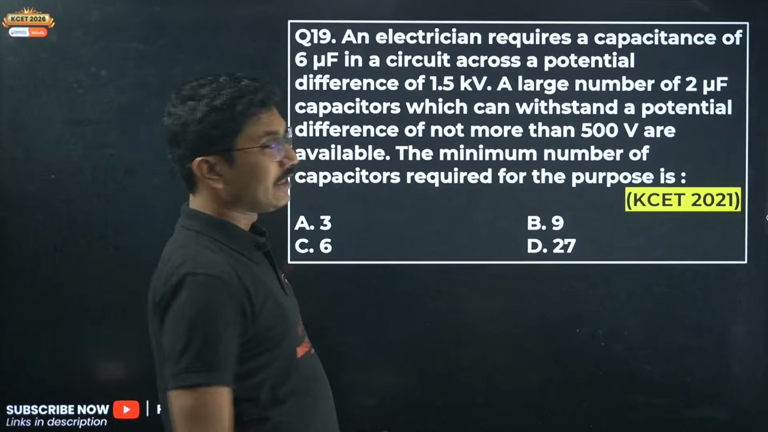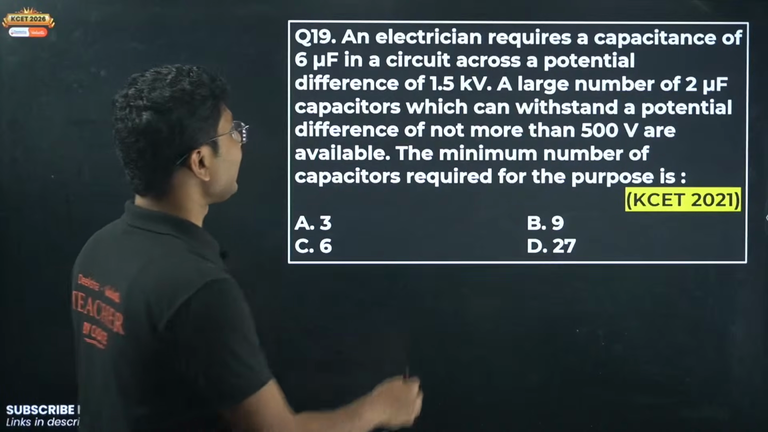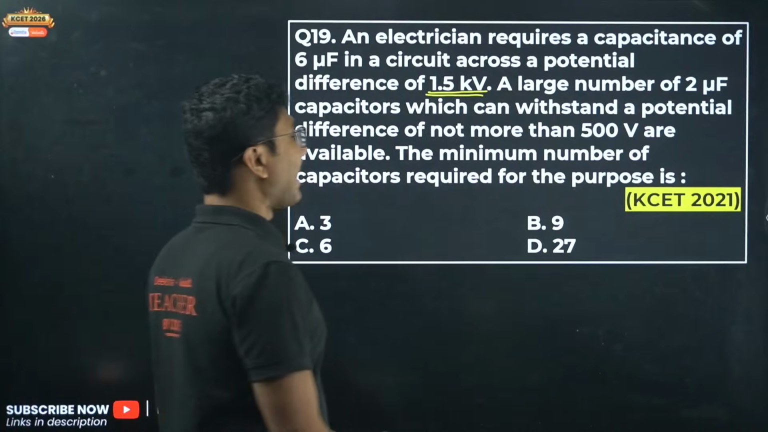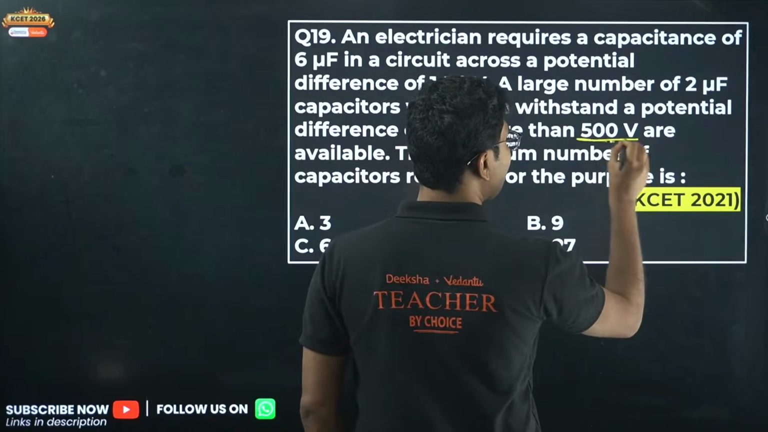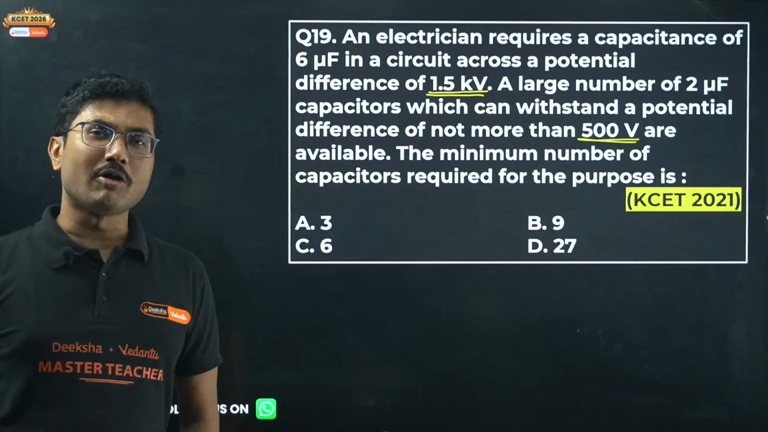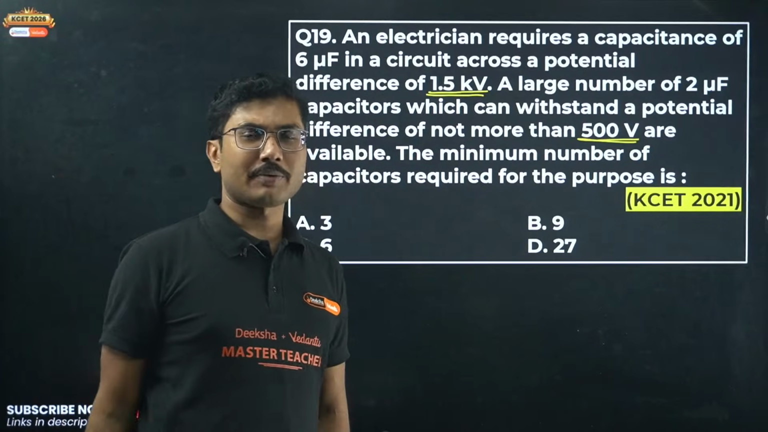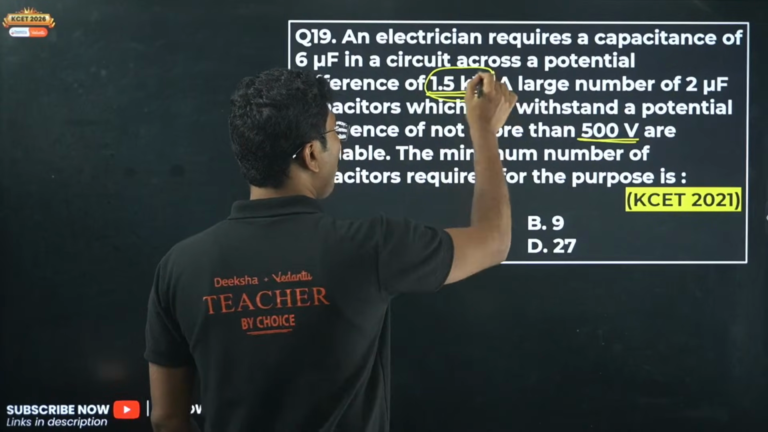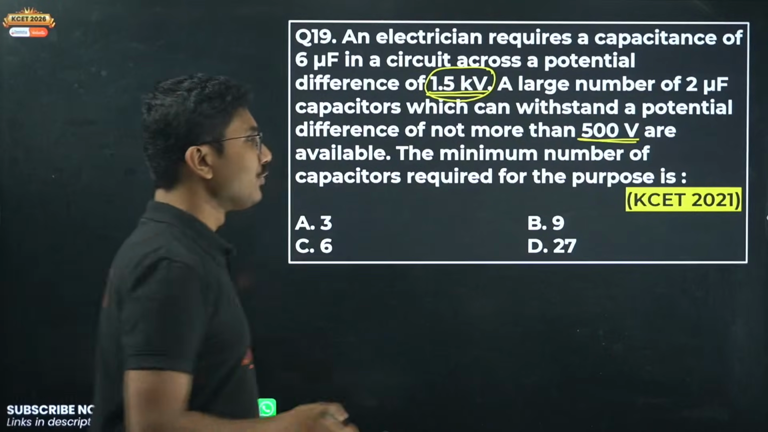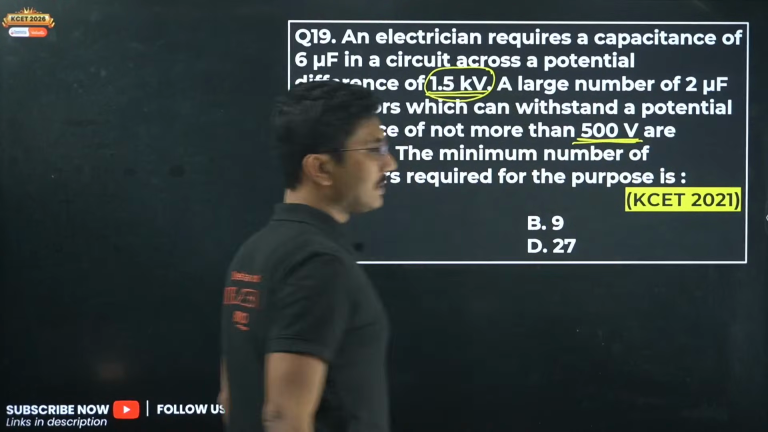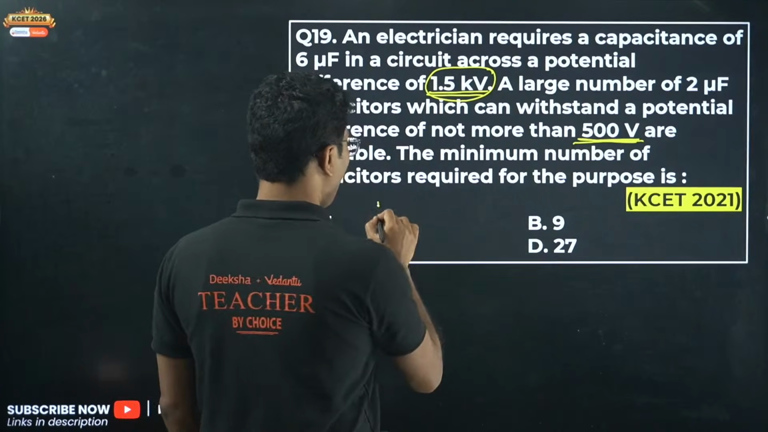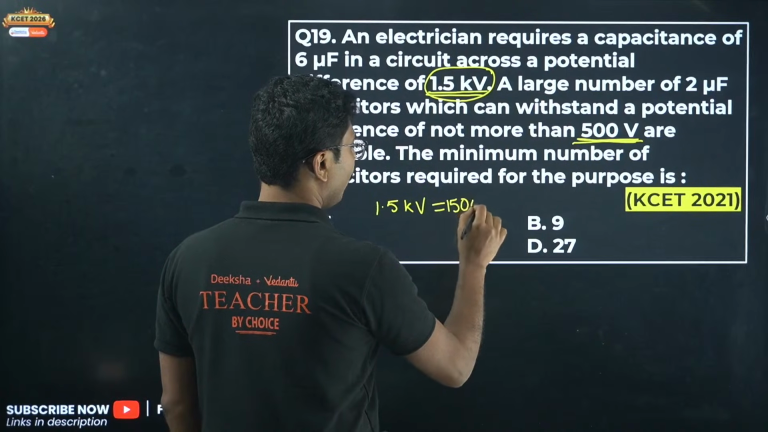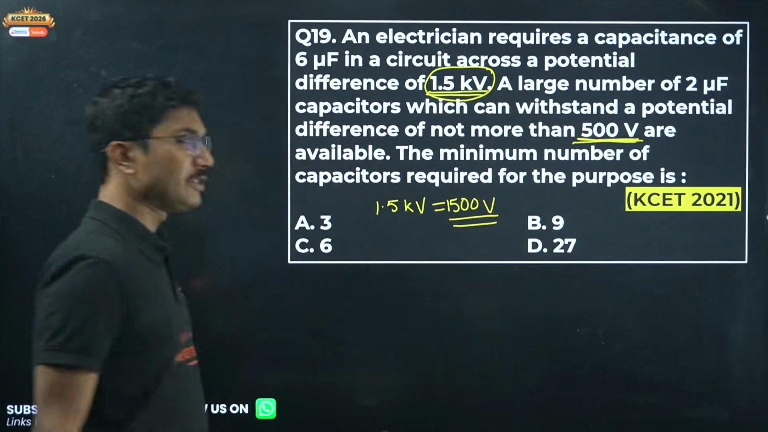So here, if you see the question carefully, it is mentioned that the power requirement is 1.5 kilovolt and the capacitor can only withstand 500 volt. So that means it is not only a series combination or parallel combination of capacitors. First thing you have to figure out is how you can withstand 1.5 kilovolt using 500 volt capacitors. 1.5 kilovolt means what? 1.5 kilovolt means 1500 volt.